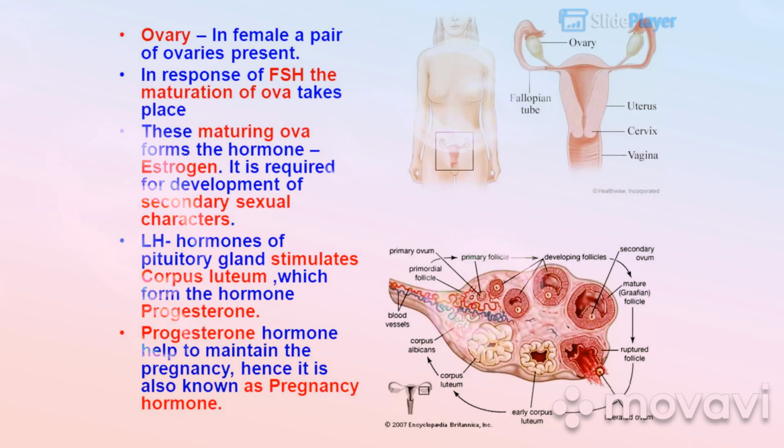Ovary. In female a pair of ovaries present. In response to FSH the maturation of ova takes place. These maturing ova form the hormone estrogen. It is required for development of secondary sexual characters. LH hormone of pituitary gland stimulates corpus luteum, which forms the hormone progesterone. Progesterone hormone helps to maintain the pregnancy, hence it is also known as pregnancy hormone.